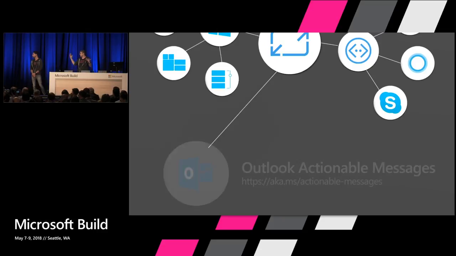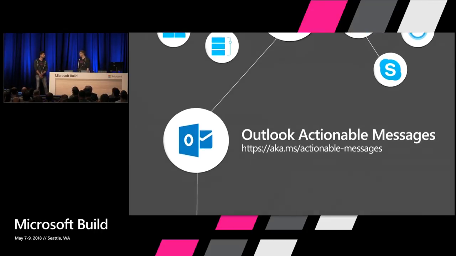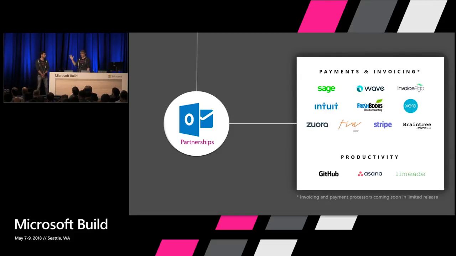And of course, I'm going to insist again, this Build conference this year is our big announcement for Outlook Actionable Messages with adaptive cards. So it's, again, available right now. This is the URL where you need to go to look at our documentation. And I also want to outline that we have quite a big set of partners that are immediately going to jump on Actionable Messages with adaptive cards in terms of productivity. GitHub, Asana, and Limeade will all be sending beautiful cards that you can interact with.